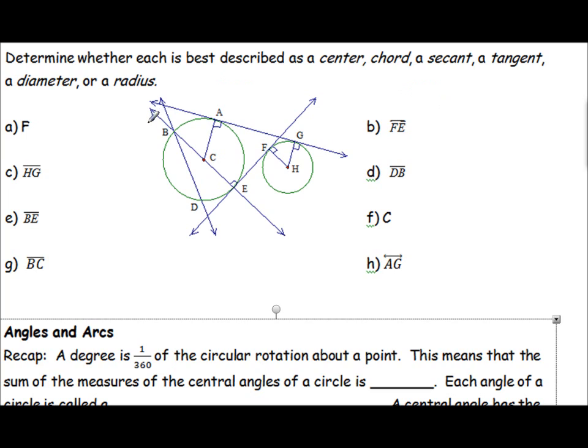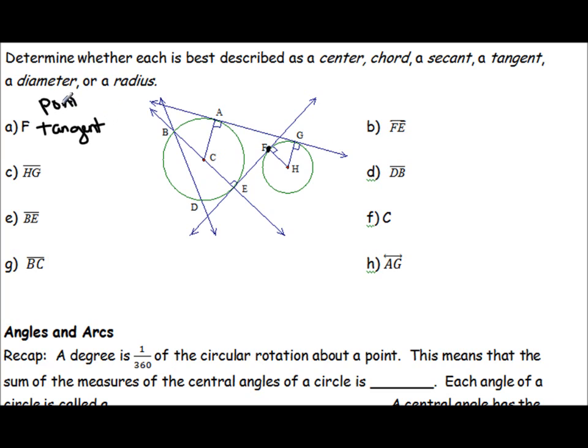Okay, so let's test your vocabulary. Point F, we want to describe it as a center, a chord, a secant, a tangent, a diameter, or a radius. Point F is actually contained in a tangent because point F is the point of tangency. We can call this the point of tangency because it's the point where a line touches a circle at one spot.